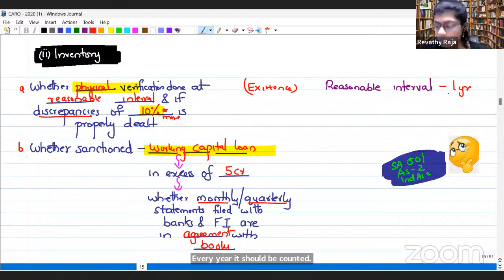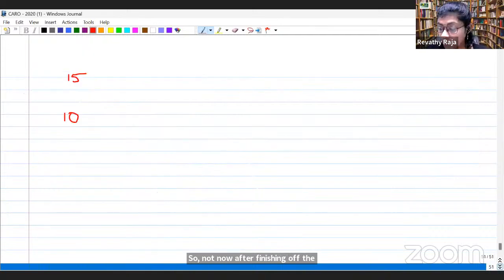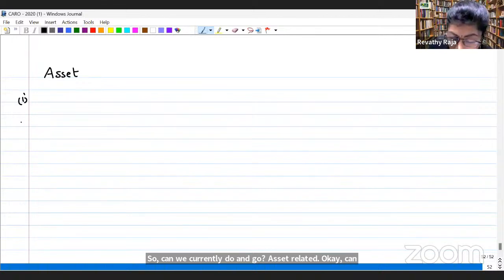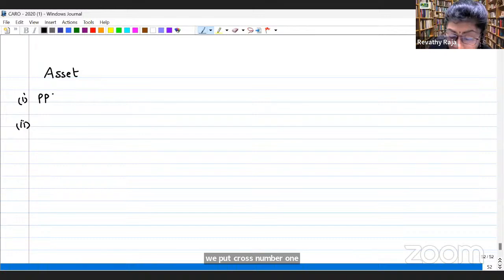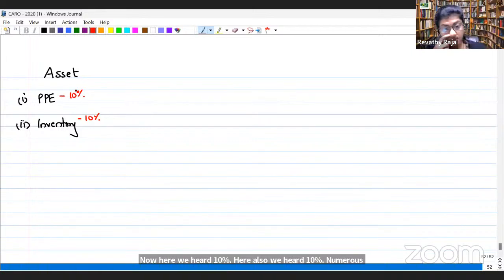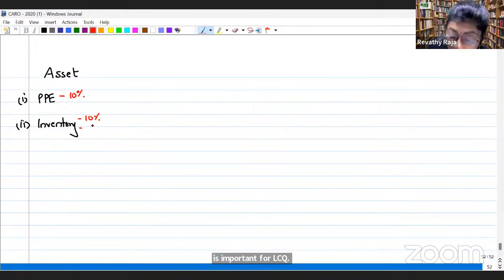After finishing CARO, I would always suggest you prepare a chart. Can we do it parallelly as we go? Asset related: we can put clause number 1 and clause number 2, PPE and inventory, under asset related clauses. Here we heard 10%, here also we heard 10%. Numerics are important for MCQ; they may test you on that. Then we heard 5 crore here. So I'm marking the numerics separately.